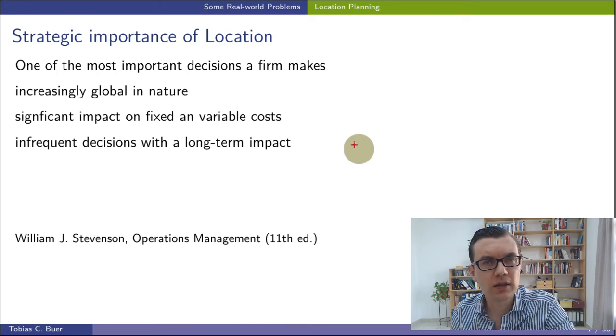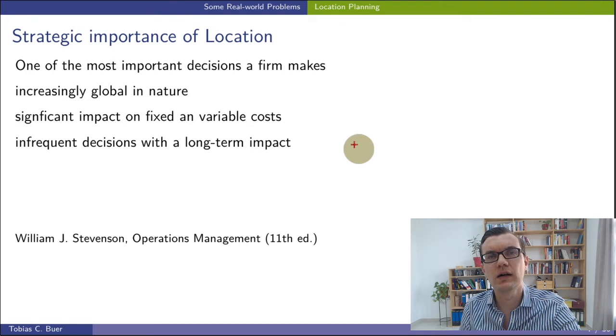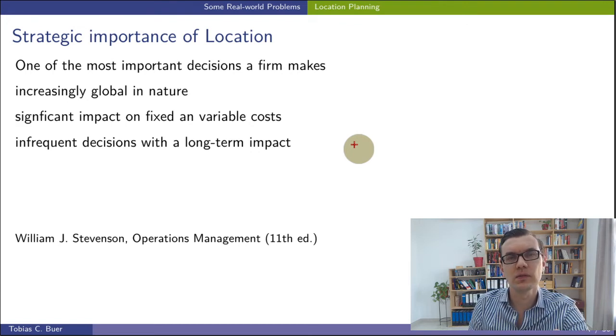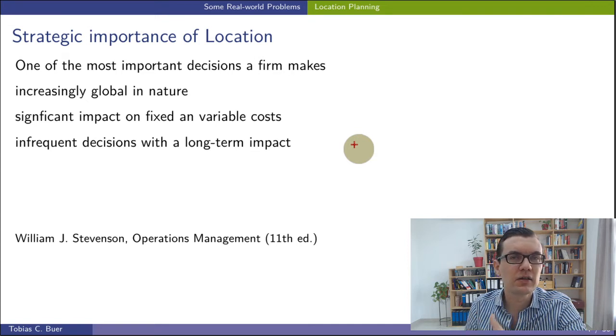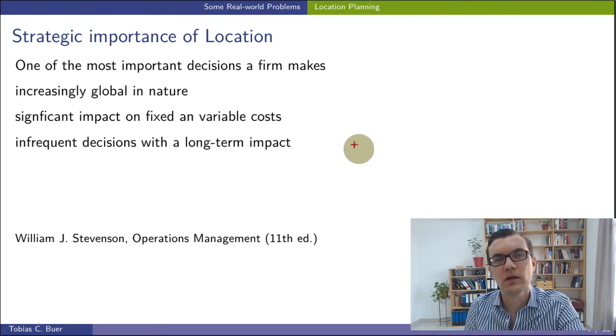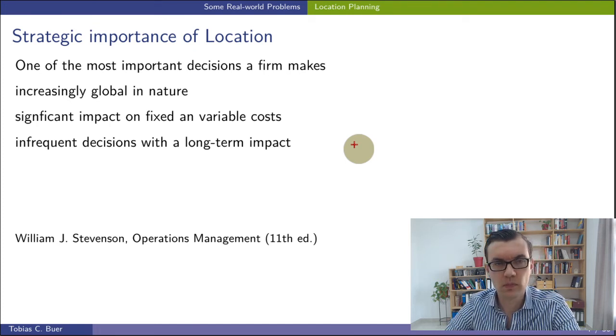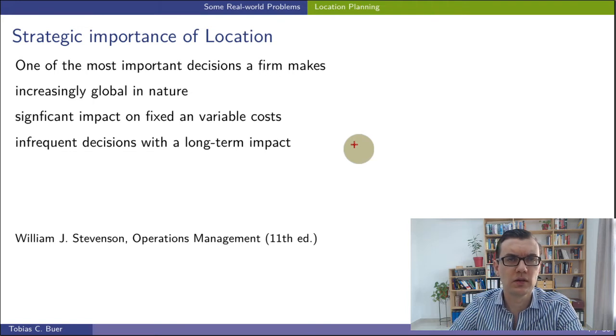Usually, these location decisions for most businesses are rather infrequent. That means you don't do these decisions every day in most businesses. For example, if you open your own coffee shop, you will be concerned with this location right in the beginning when you start your business, and then maybe for several years you do not have to take this decision again. So there's not a lot of learning for most businesses in taking this decision. We cannot gather a lot of experience in this decision.